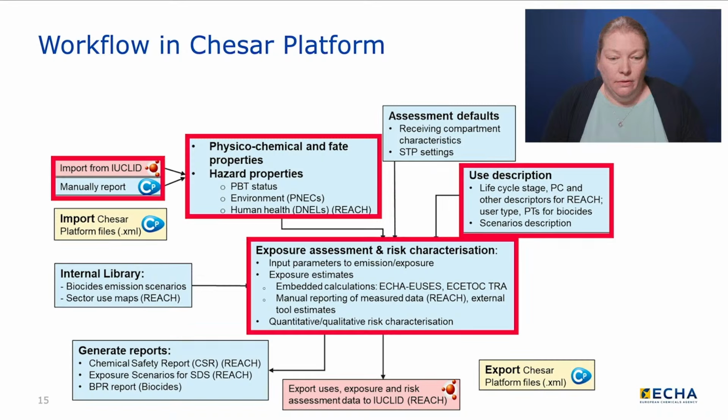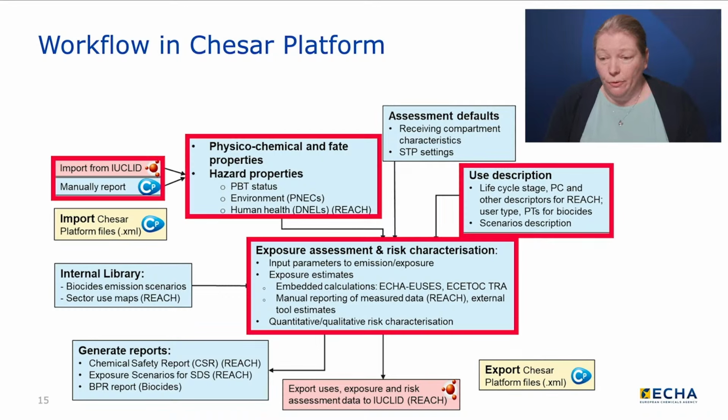Then, once you have this information on the substance properties on the one side and the uses and scenarios to be assessed on the other side, you can combine this and proceed with the exposure assessment and risk characterization. You will need to provide information on the conditions under which the substance is used, as these drive the release to the environment or the exposure of humans to the substance. Based on this and the information on the substance properties, you will be able to generate exposure estimates with the embedded tools, which are at.EEST for the environment and ISITOC TRA for worker and consumer.